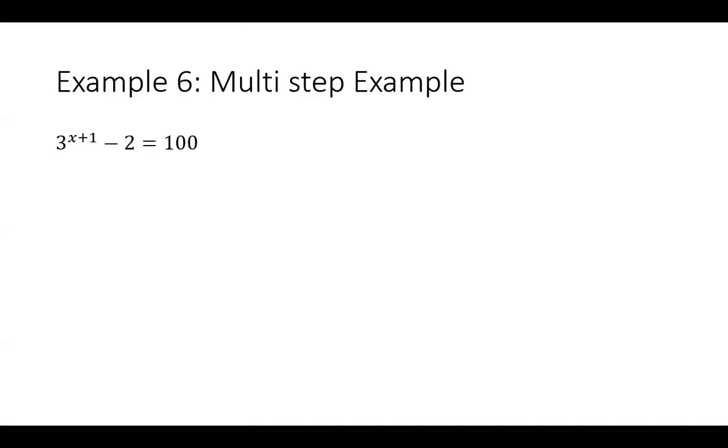Okay. All right. You should have gotten as far as you can. Now let's talk about it. So step one is to make sure what? Your exponent is isolated. Is our exponent isolated? No. So we had to add 2. So now we're left with 3^(x+1) equals 102.